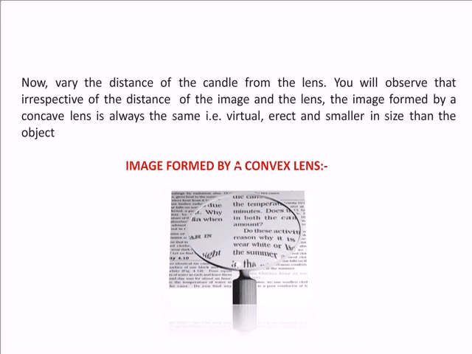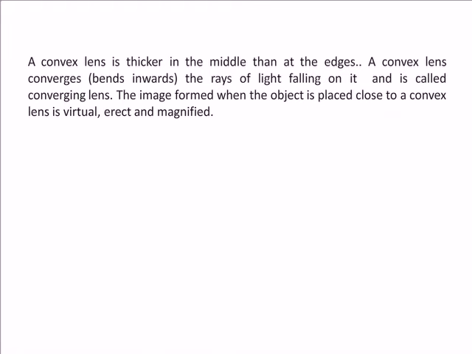Image formed by a convex lens. A convex lens is thicker in the middle than at the edges. A convex lens converges or bends inwards the rays of light falling on it and is called a converging lens. The image formed when the object is placed close to a convex lens is virtual, erect and magnified.